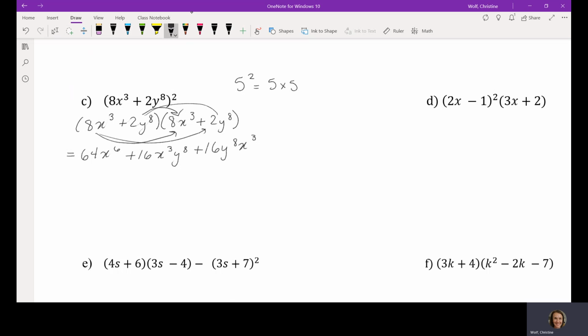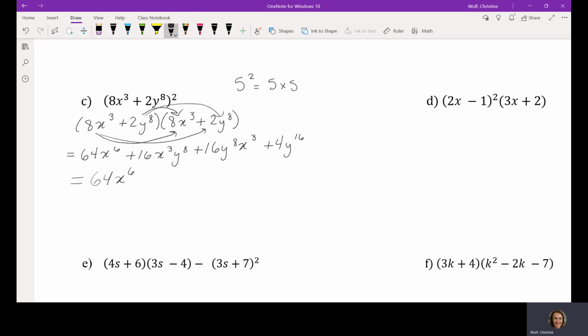And finally, the last multiplication is 2 times 2, which is 4. And then I am allowed to add those together, y8 and y8, because it's the same letter, so it becomes y16. Okay. So let's look at this and ask ourselves if we have any similar terms to simplify. My first term is 64x to the 6. Do I have any other terms that have an x to the 6? No, I don't. I rewrite it.